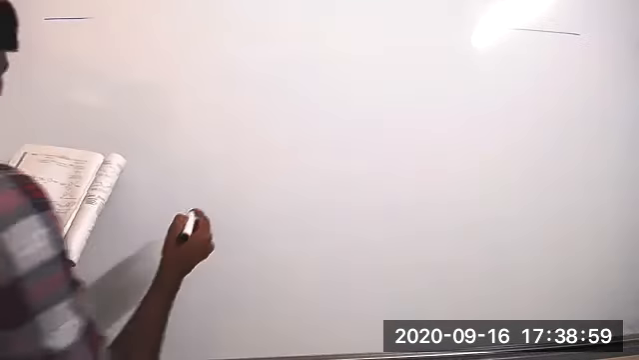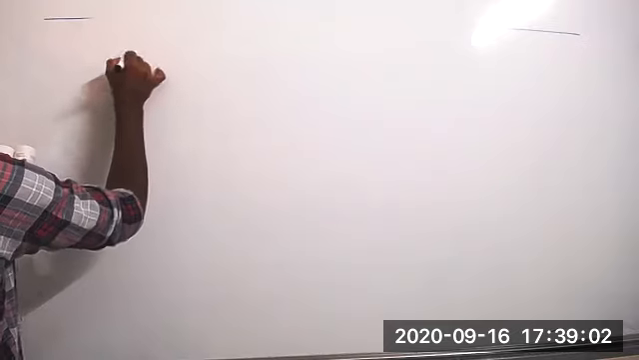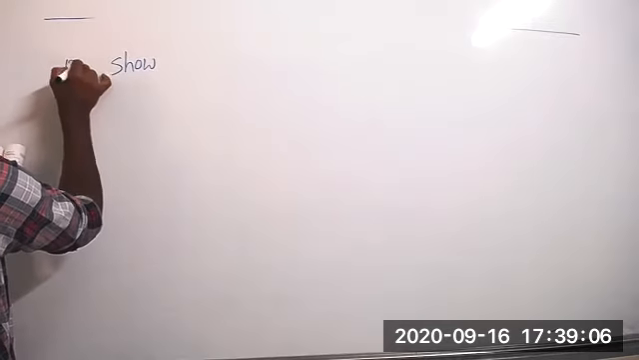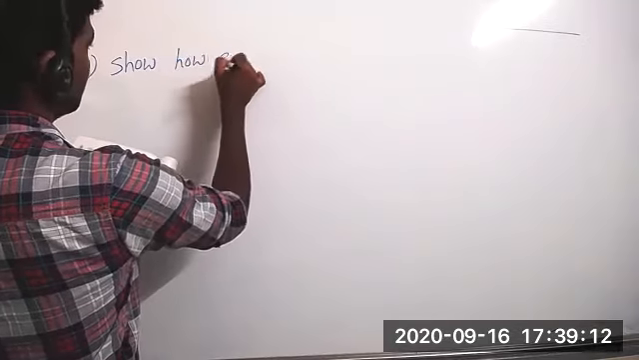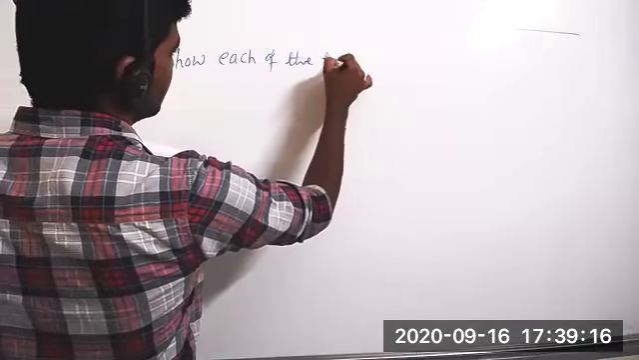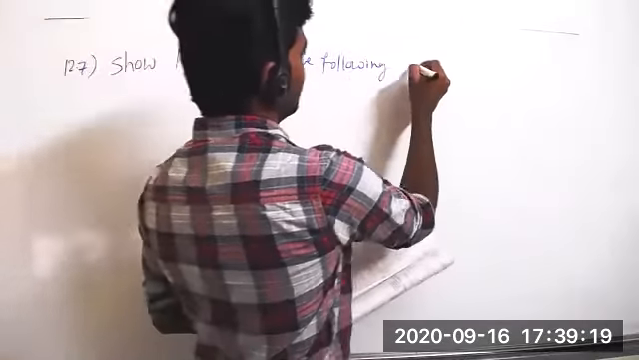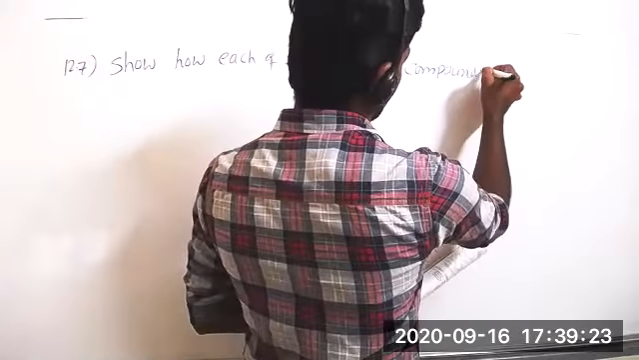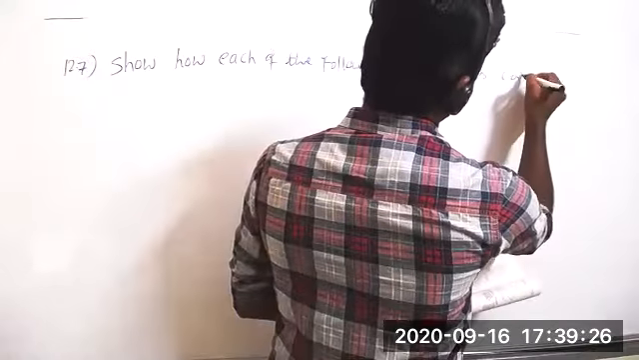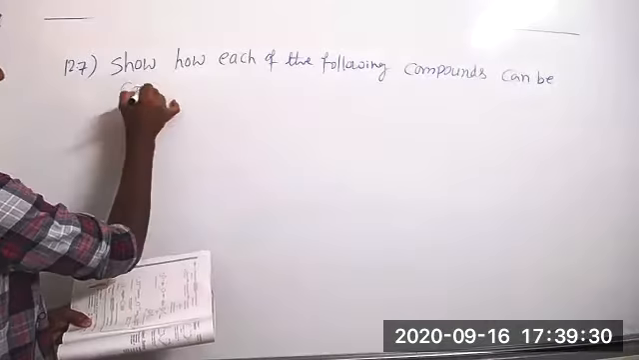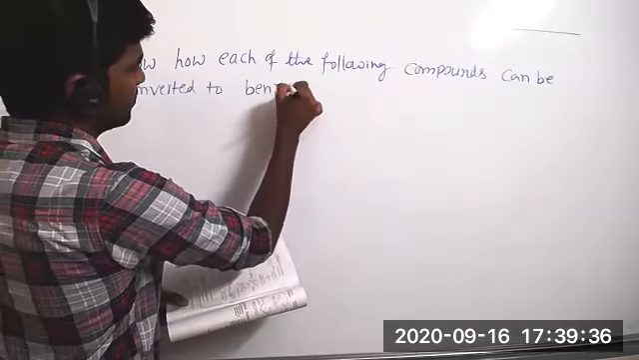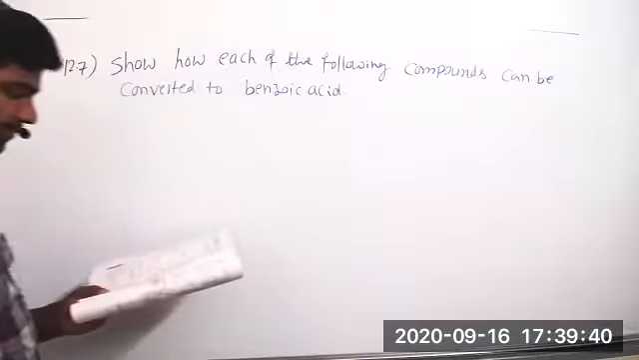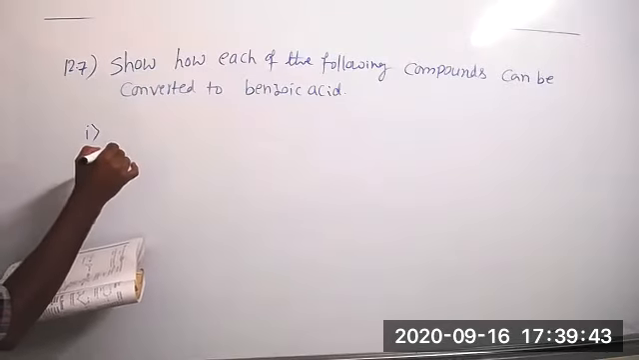All right, in-text question. Show how each of the following compounds can be converted to benzoic acid. So, what's the in-text question number, sir? Question number 12.7. The first one is ethyl benzene.